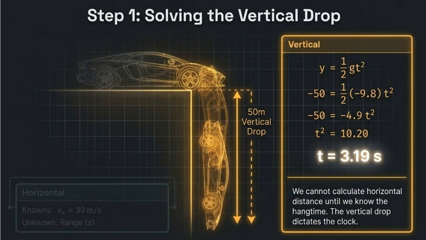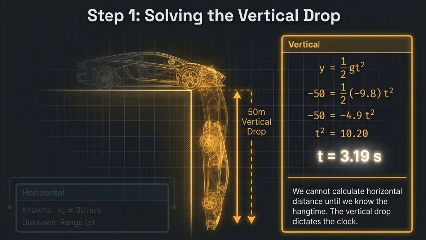To figure out how long the car is in the air during its fall, we focus first on the vertical drop. The car falls 50 meters, and we use the formula for vertical motion under gravity to find the time it takes. We set the vertical position equal to negative 50 meters because it's falling downward, and apply the equation y equals half of gravity times time squared. Plugging in the numbers, we get minus 50 equals half of negative 9.8 times t squared, which simplifies to t squared being about 10.2. Taking the square root gives us a time of approximately 3.19 seconds.